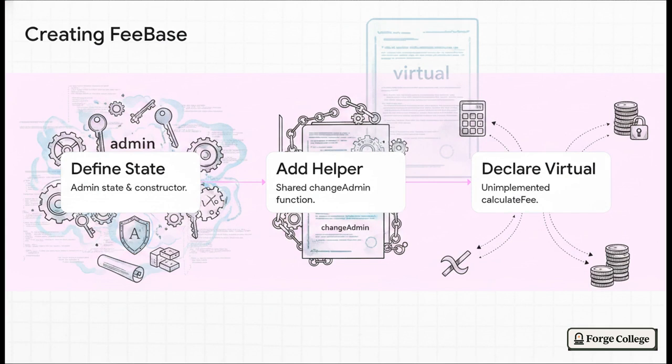Imagine we're building an entire family of different token contracts. Now, these tokens all need to share some common administrative features, right? But they each have wildly different ways of calculating their transfer fees. This is the perfect job for an abstract contract.